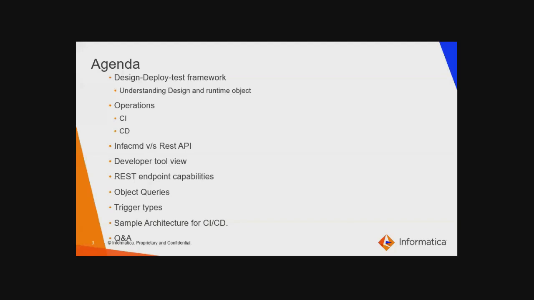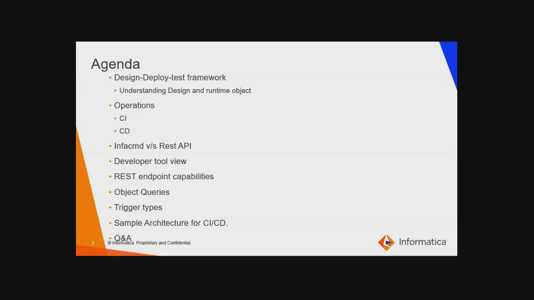So here's the agenda of the meeting. We start with the design, deploy, test mechanism introduction and understand the design and runtime objects and the differences. We walk through the operations that can be made as CI and CD from the DIS and the MRS perspectives. And then we also have a comparison of REST API and the InfraCMD, which are the two mechanisms with which we provide the CI/CD operations availability to the customers.